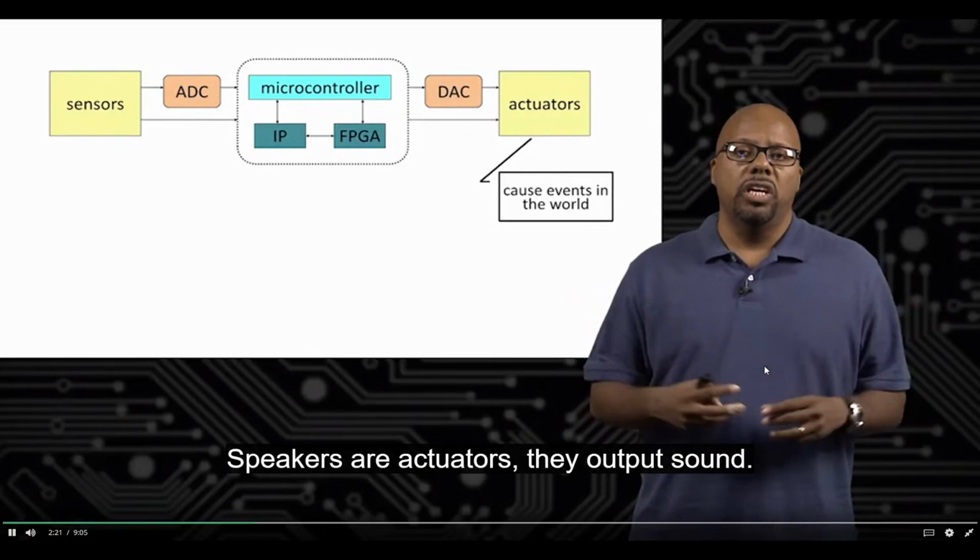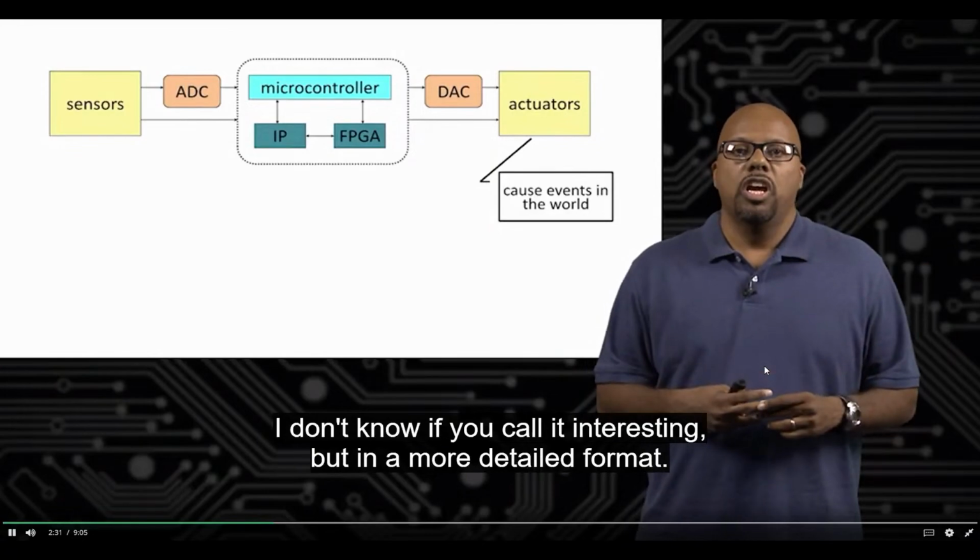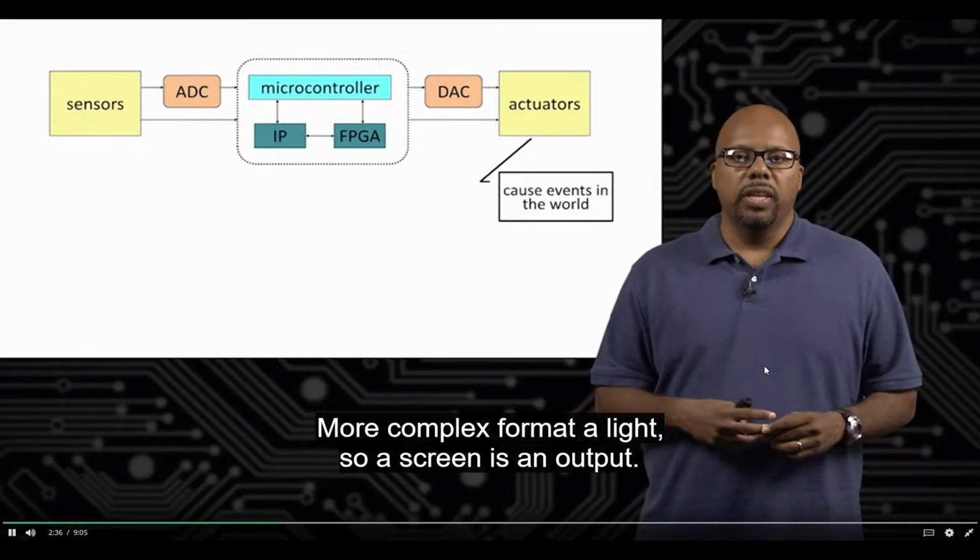Speakers are actuators, right? They output sound. Lights are actuators. They output light. The screen is an actuator. It also outputs light, but in a more detailed, more complex format of light. So the screen is an output. There are lots of different actuators.